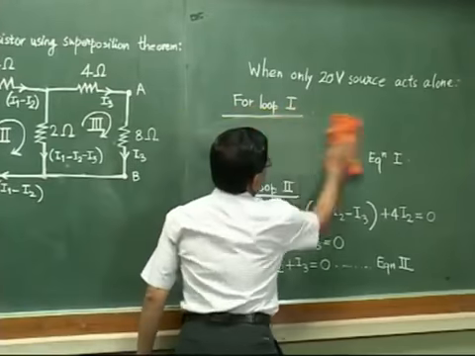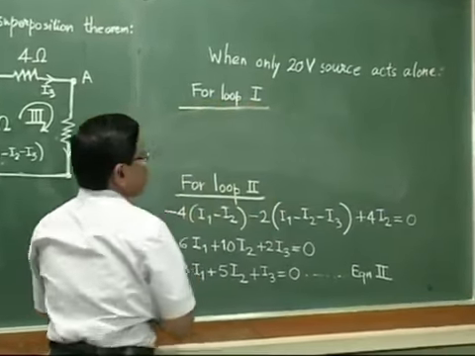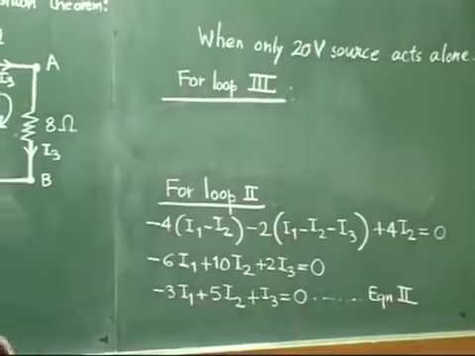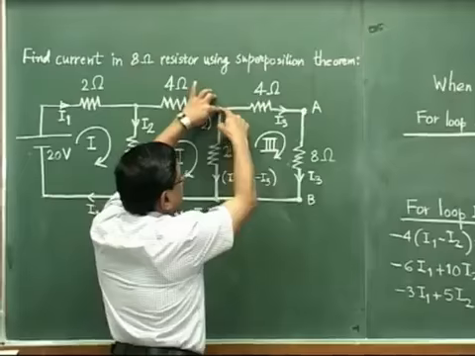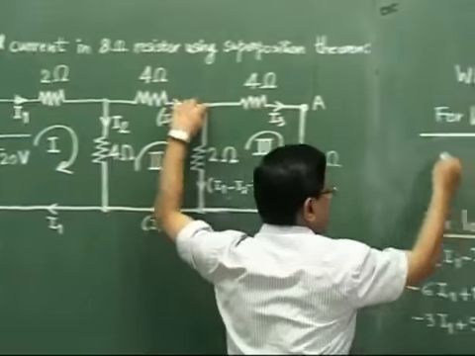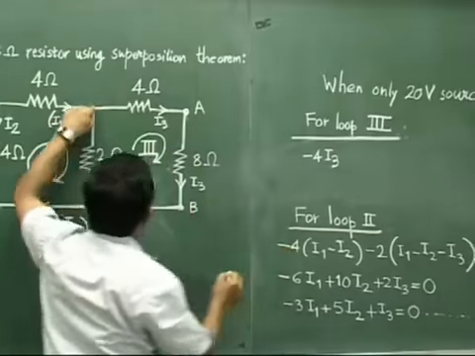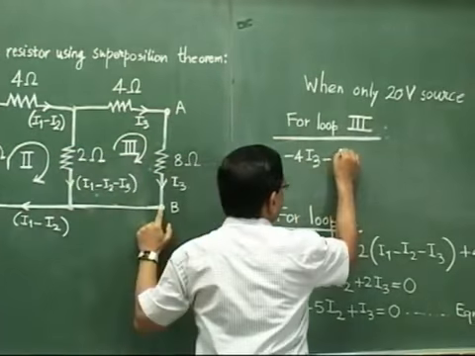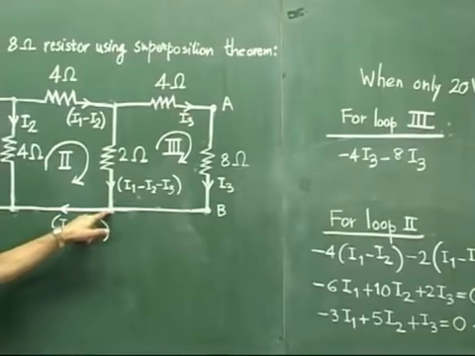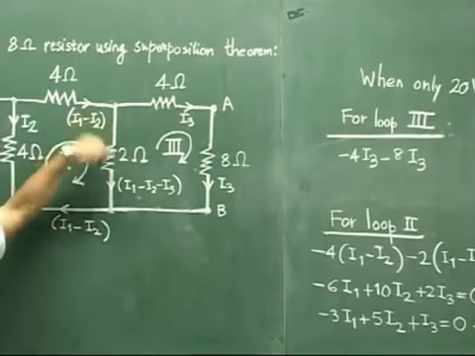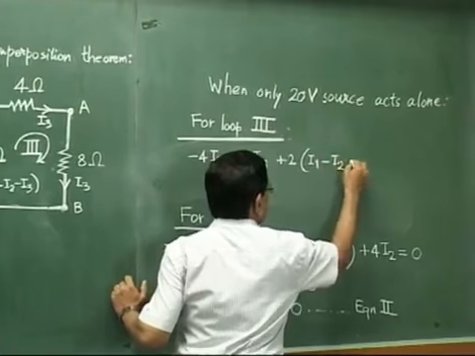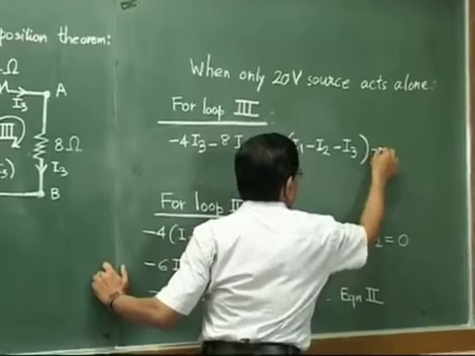Okay. So for loop 3 now. Let us write the equation. Our third loop or third mesh is this point, then ahead here, down, left, and upwards. So this to this, it will be -4I3. Then this to this, -8I3. Then left, no component here, so no question of any voltage drop or rise. And then from this point upwards, the current is opposite, so +2 into (I1 minus I2 minus I3). And all this will be equal to 0.